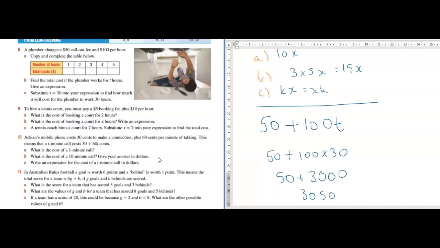Let's look at question 10. Adrian's mobile phone costs 30 cents to make a connection plus 60 cents per minute of talking.